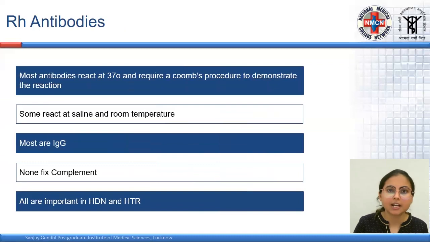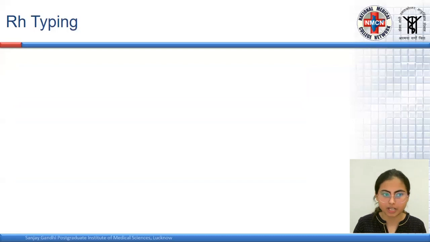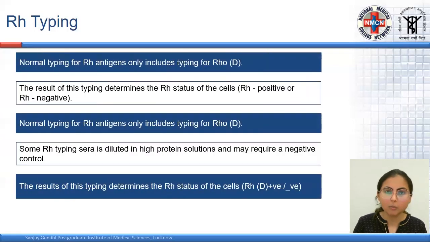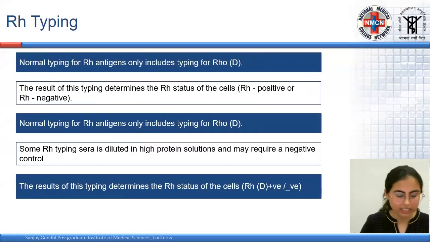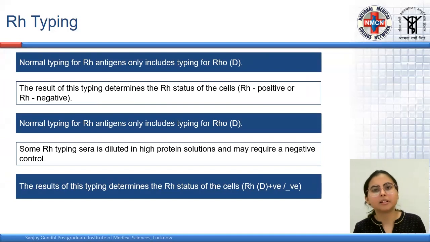Most of the RH antibodies are IgG type. They react at 37 degrees. They are not naturally occurring. They are only formed after exposure to RH positive blood. They do not fix complement, but they are very important when we read about hemolytic disease of the fetus and newborn and hemolytic transfusion reactions. Normally, we only type for RHD. If we type for capital C, small c, capital E, and small e, it is called extended RH typing.